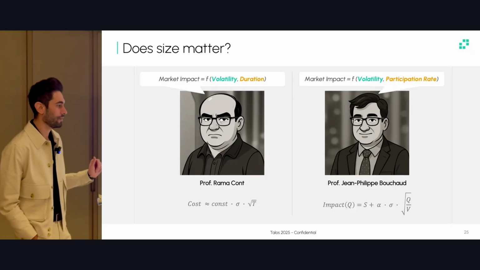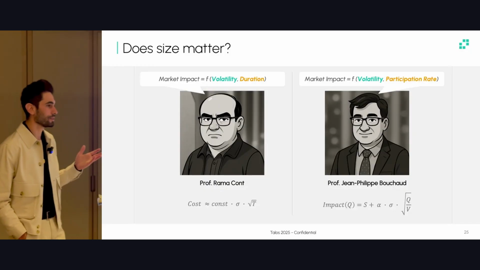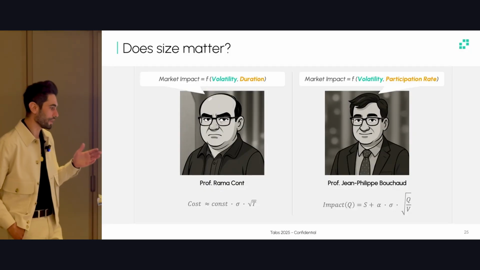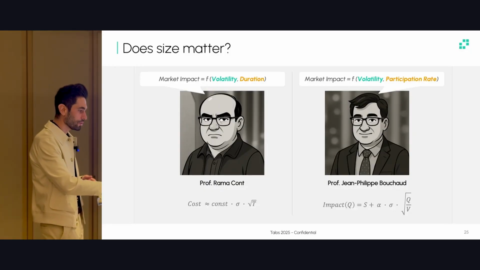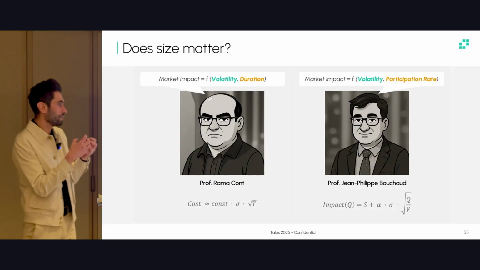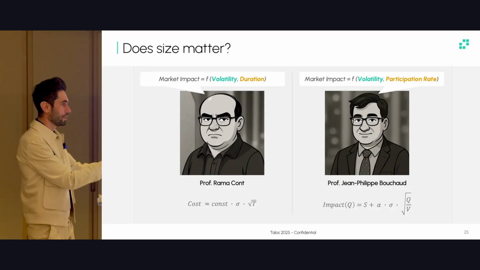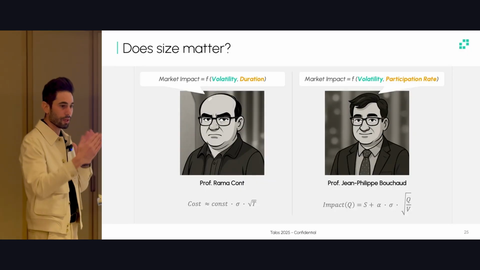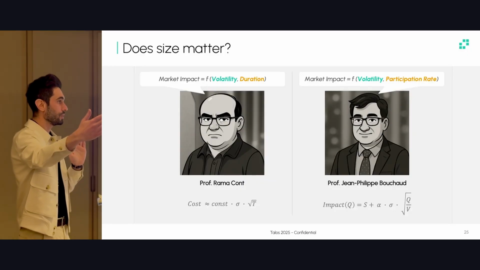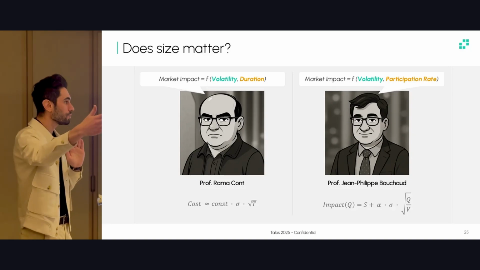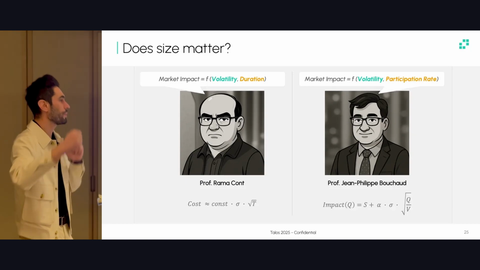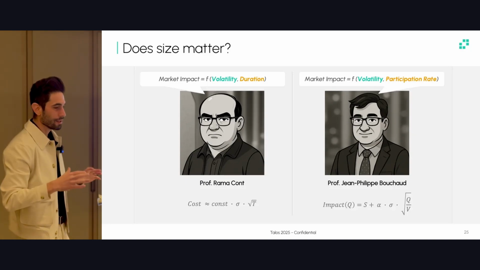Professor Ramakant on the left-hand side says that market impact is a function of volatility and duration. If you look at the formula at the bottom, there is no concept of the quantity that you trade, meaning Ramakant says that whether you trade $10 million of BTC over 1 hour, or $100 of BTC, you're expecting to have the same impact.